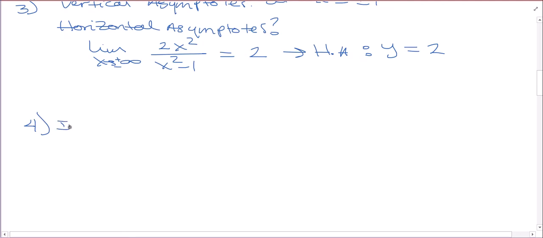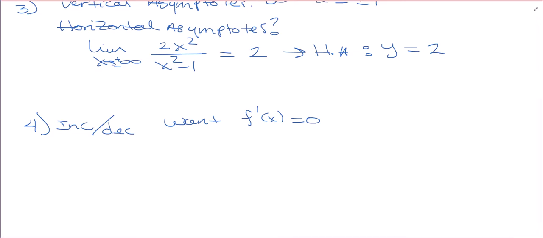So for increasing and decreasing, we want to find critical numbers. So we want to set the derivative equal to 0 and find critical numbers, and then go through our number line or the chart with the intervals. Whichever method you choose, on a quiz or a test, you have to show me how you're getting your intervals, whether it's the number line or the table of values.